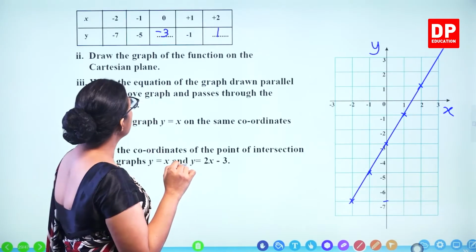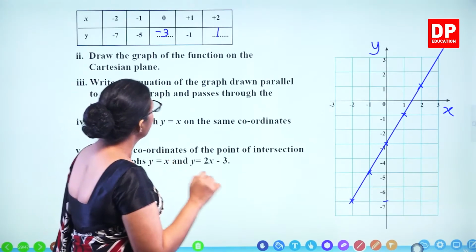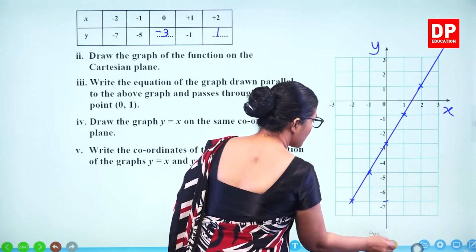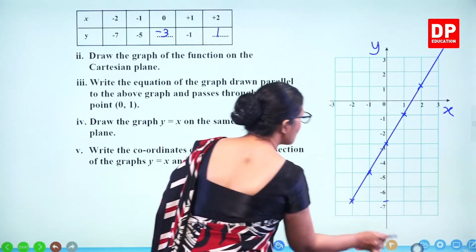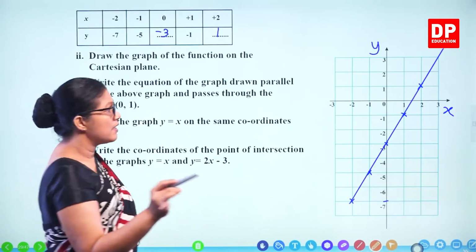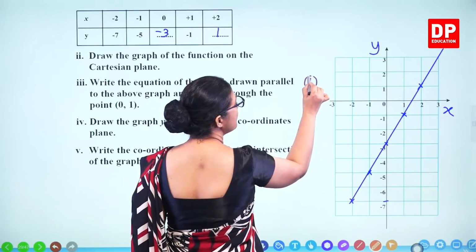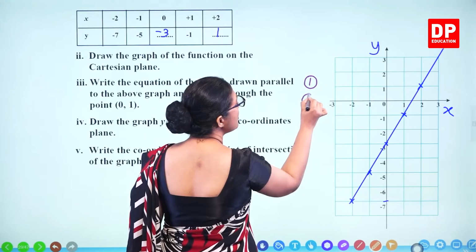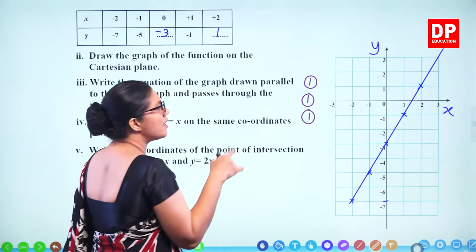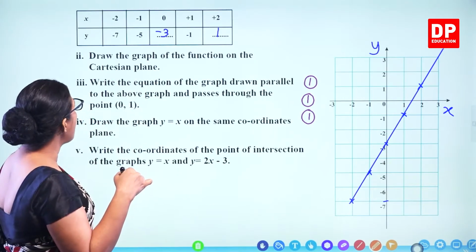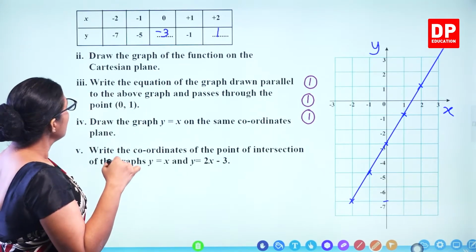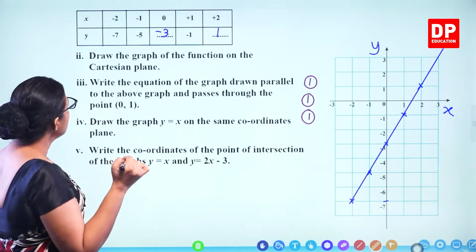Then what's the next one? You have to answer the questions. Now we'll give marks. So when you are drawing a graph, you get 1 mark for the scale, 1 mark for marking the points, and 1 mark for connecting the points. So only 3 marks. Then we'll answer the questions using the graph.